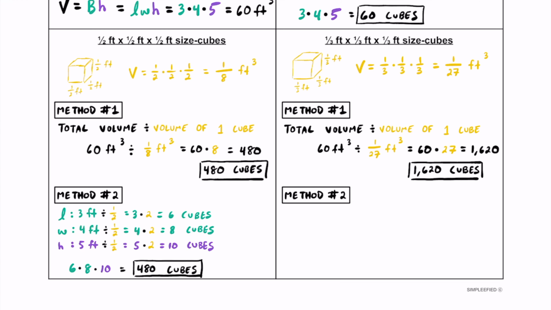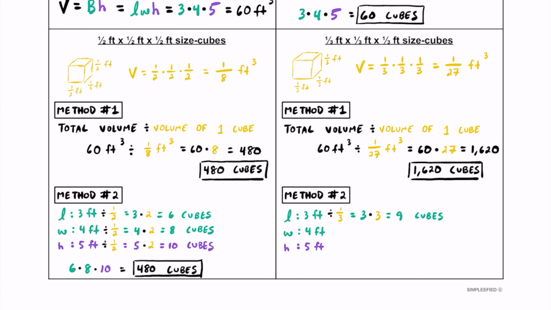Alright, now here's method 2, where we figure out just how many of these cubes you can fit on each of the dimensions of the rectangular prism. We know the dimensions of the rectangular prism, and if we want to see how many of these 1/3 foot cubes are going to fit inside of each of the lengths or the widths or the heights, let's divide and see how many times 1/3 fits into that 3 feet going across the length. So 3 divided by 1/3 is just going to be 3 multiplied by the reciprocal. The reciprocal of 1/3 is 3, so that means we can fit 9 of these cubes across the length.